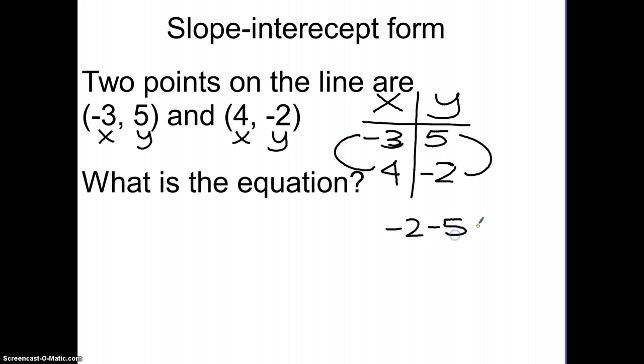-2 take away 5 would be a -7. It's going down 7. And 4 minus -3.